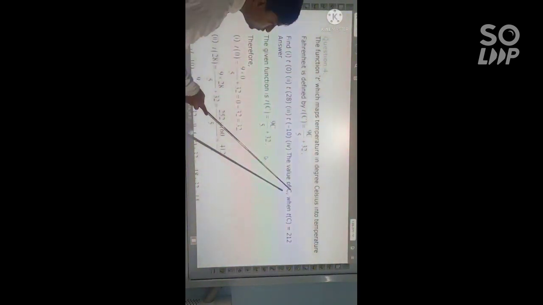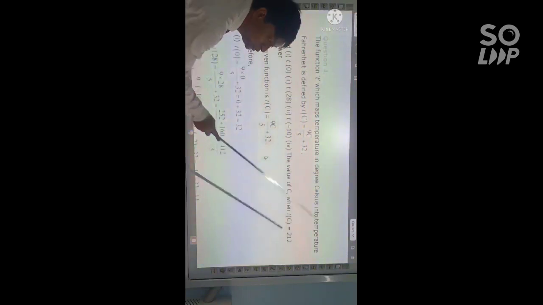Now the next is the function t, which maps temperature in degrees Celsius into temperature in Fahrenheit, defined by t of c equal to 9c upon 5 plus 32. This is the condition: 9c upon 5 plus 32. Find t of 0, t of 28, t of minus 10, and the value of c when t of c equal to 212.